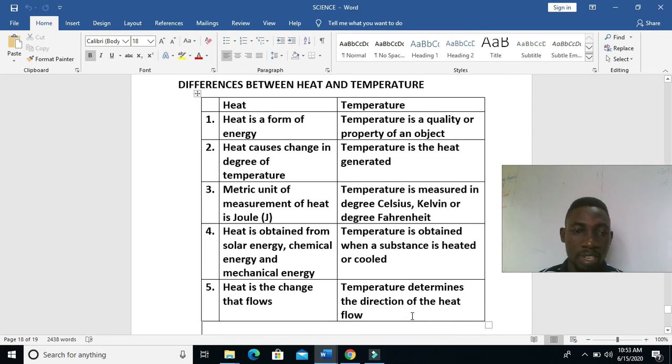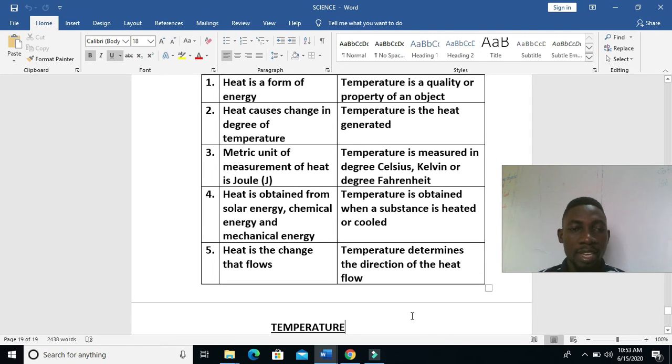That is when you have temperature. And number five, heat is the change that flows. I've explained that heat flows. I used the example of your gas cooker. The heat starts from the fire from the burner. The heat flows to the pot, from the pot to the content of the pot, and by so doing your food gets cooked. But temperature determines the direction of the heat flow. What determines the direction of heat flow is temperature. Okay, take note of that as well.